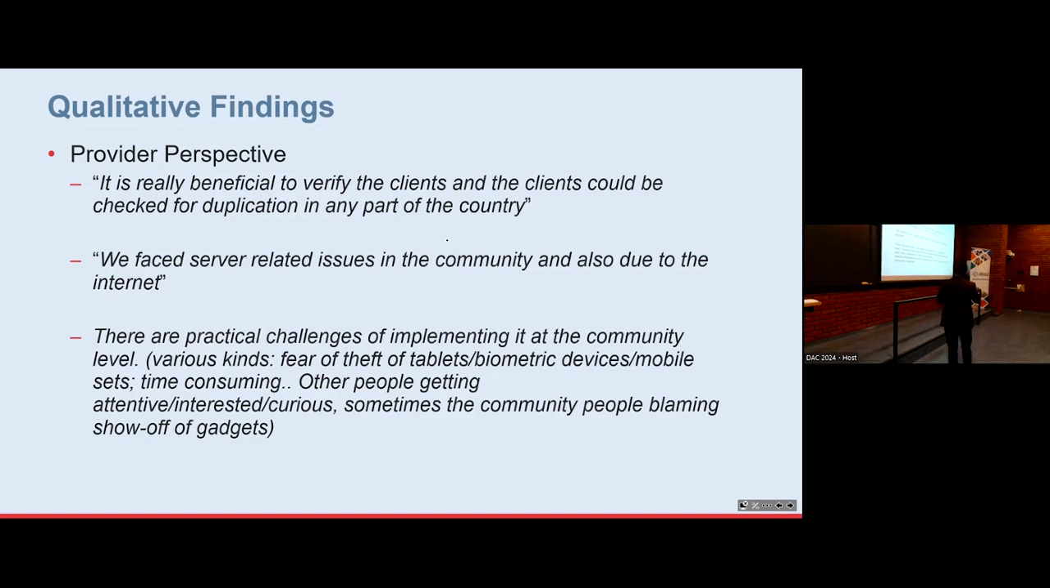Some of the service providers also faced practical challenges, such as needing to bring Android devices and biometric devices. With all those gadgets, some of the community people were blaming them, and more of the community were attentive at the time of seeing all the gadgets. These were most of the qualitative findings.